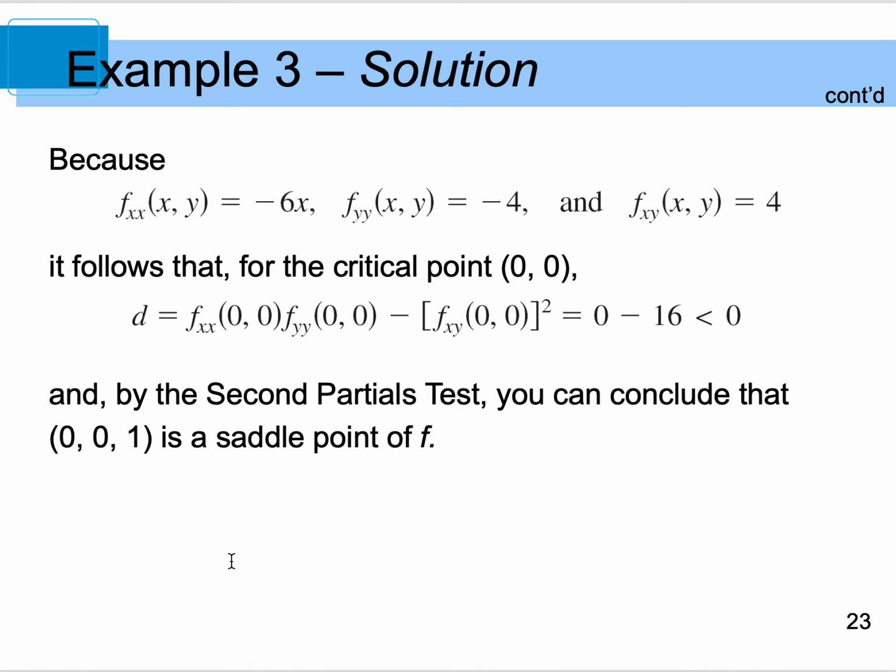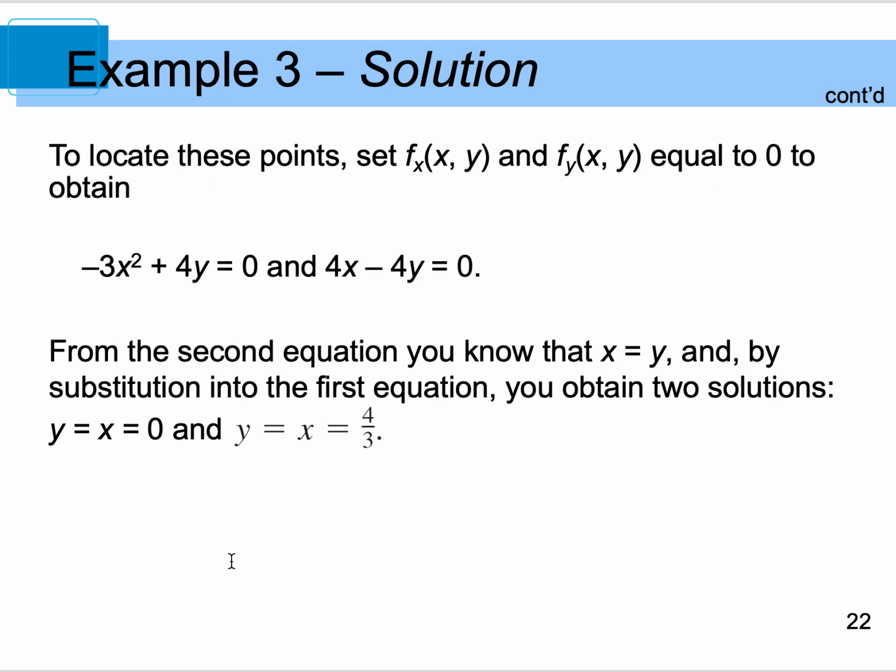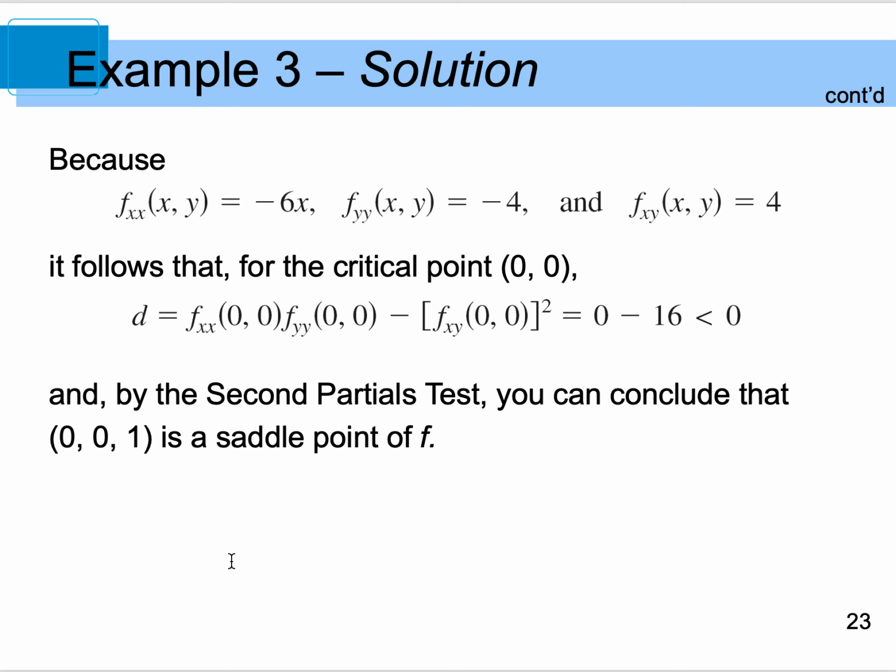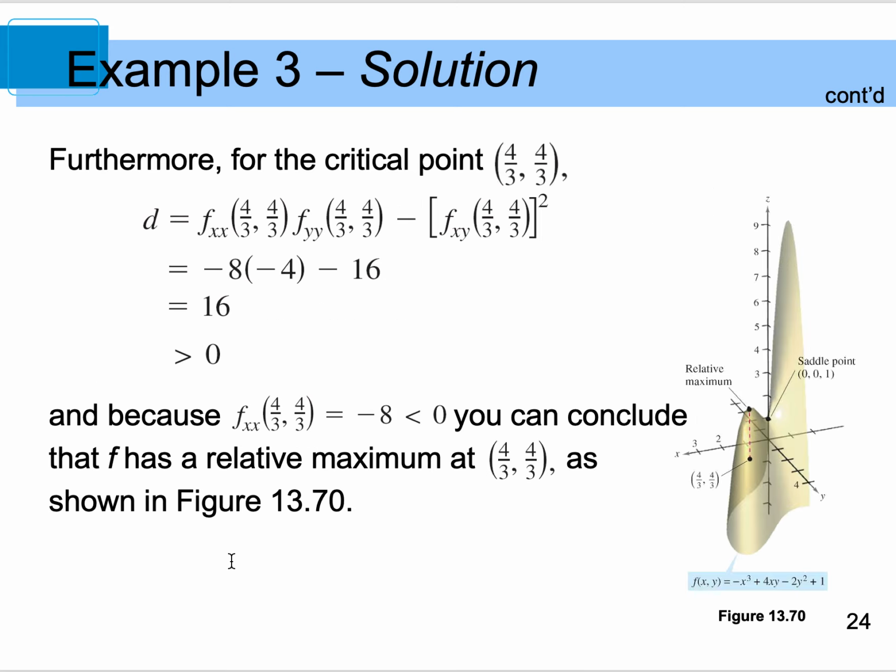Because when I look at those partials and I plug in 0, I get -16, which is going to be less than 0. So because I have -16 that is less than 0, and then I have the partials test, I can conclude that at 0, 0, I have a saddle point. So that's where that's coming from.